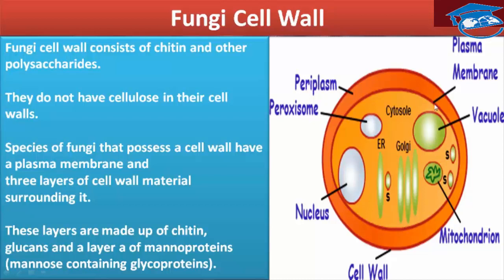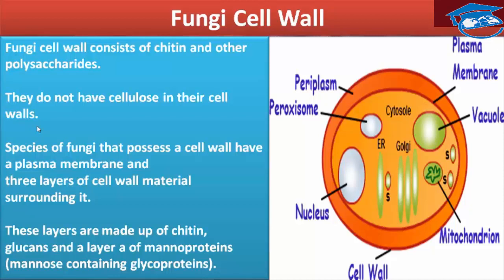Between the plasma membrane and the cell wall, the space present is called the periplasm. So this was about the fungi cell. The fungi cell wall consists of chitin and other polysaccharides. They do not have cellulose in their cell wall, students. Please note that cellulose is only present in plant cells. It is a unique characteristic present in plant cells.